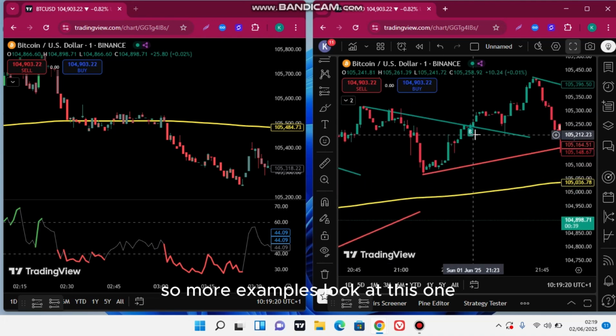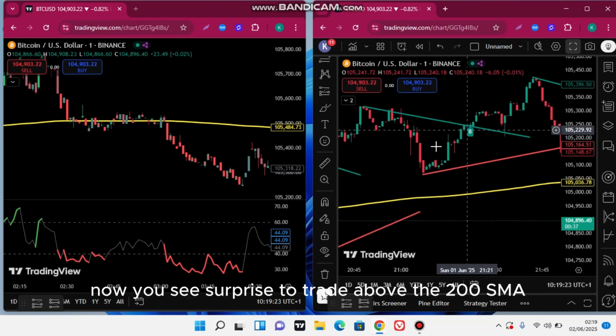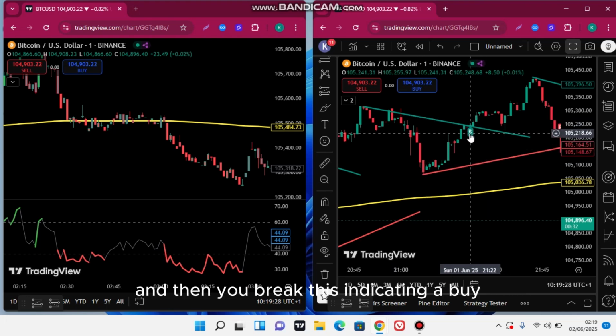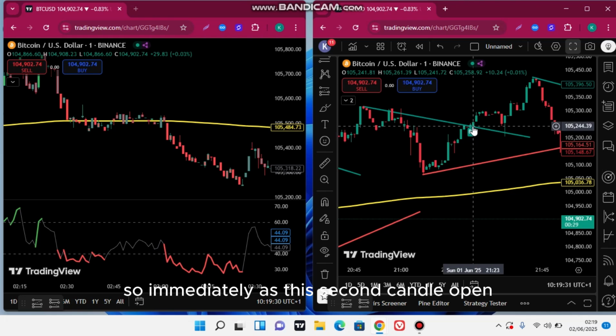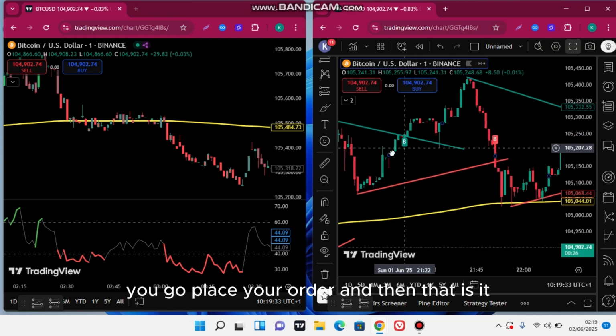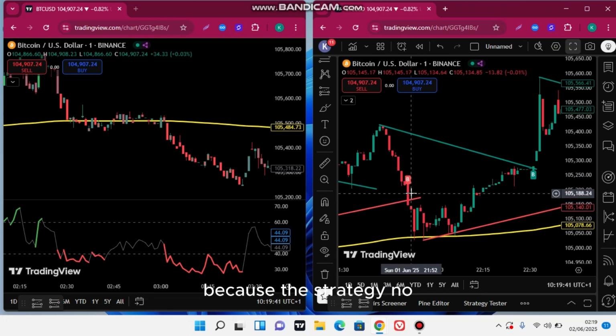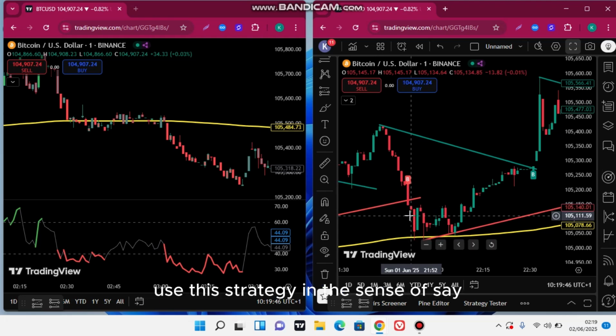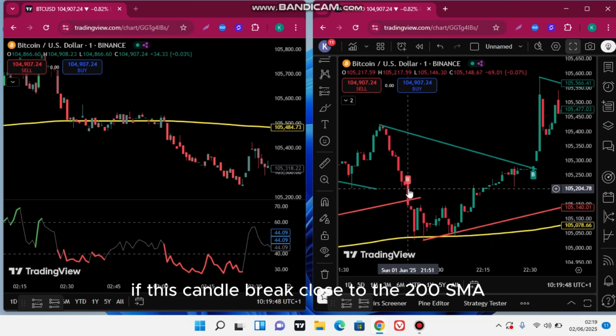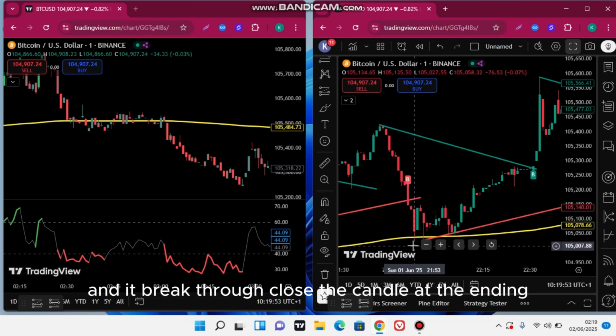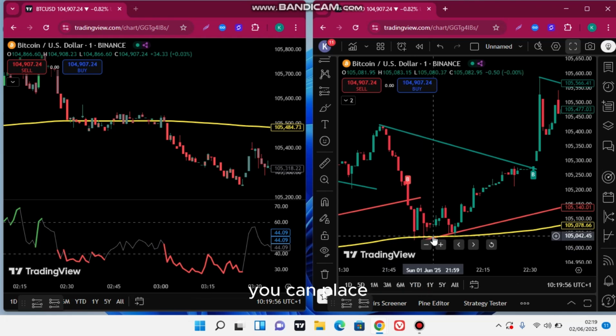So more examples. Look at this one now. You see, say price trade above the 200 SMA, and then it break this, indicating a buy. So immediately as the second candle they open, you go place your order, and then that is it. All this sell where they when price they above, you know, go take them, because the strategy they work like that. Understand? Only experienced traders will use this strategy, in the sense of, say, if this candle break close to the 200 SMA and it break through, close the candle at the ending, if you wait for a rebound, you place a sell order.